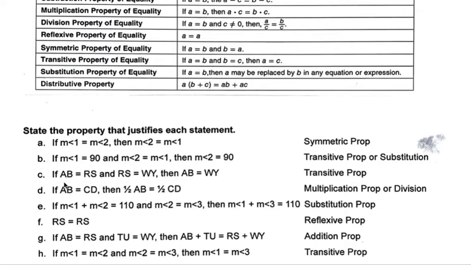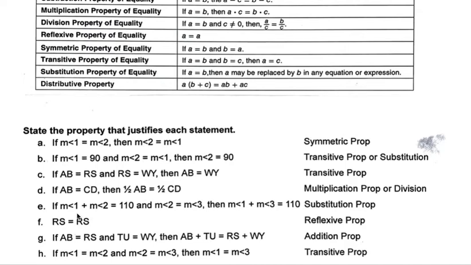If AB equals RS and RS equals WY, then the first one and the last one equal each other. Again, transitive property. If AB equals CD, then 1/2 AB equals 1/2 CD. That's really multiplication, but I can see where some people might put division, because times 1/2 is the same as dividing by 2.